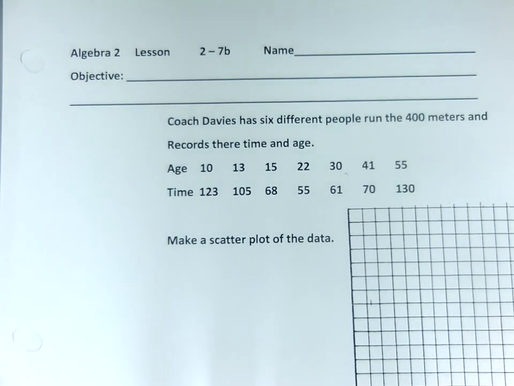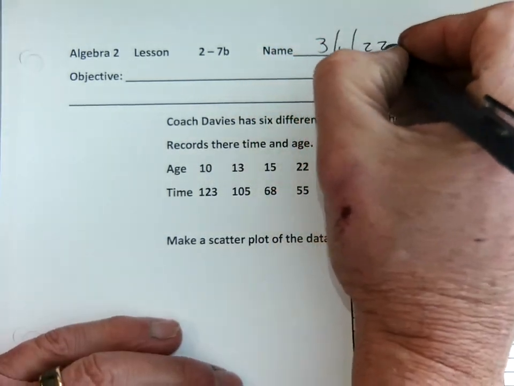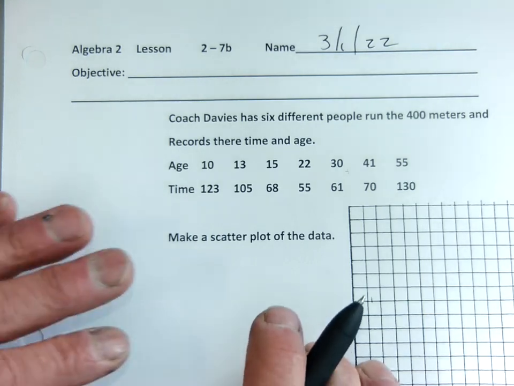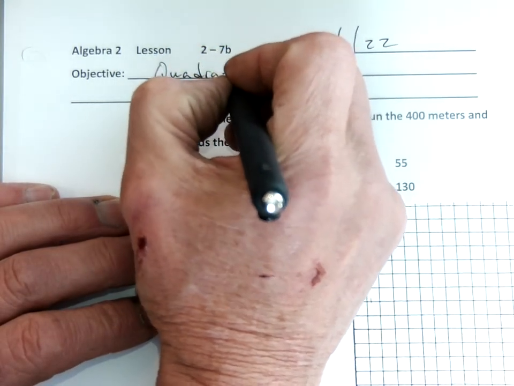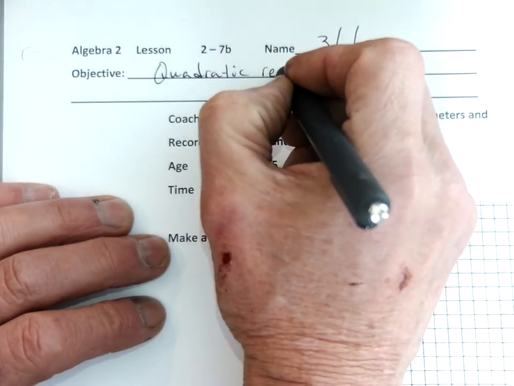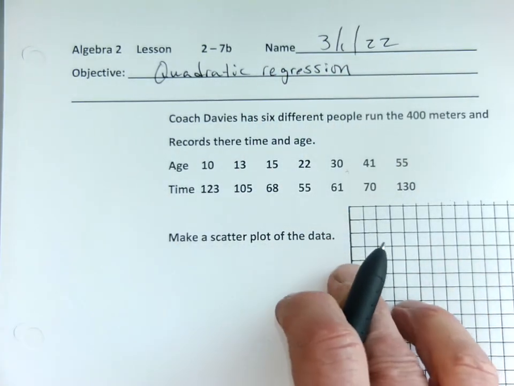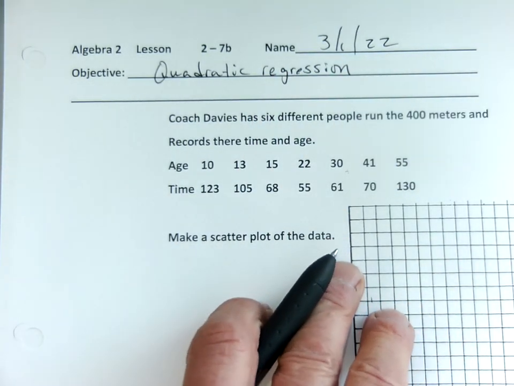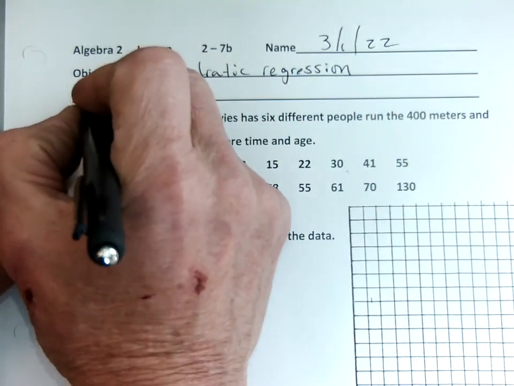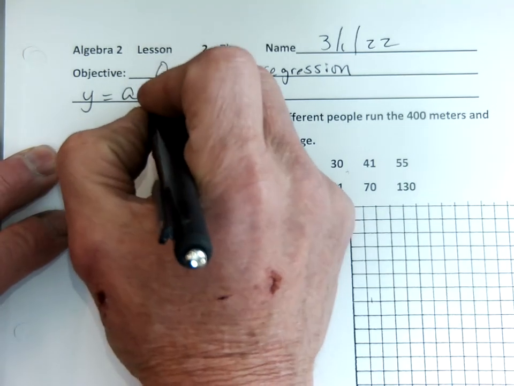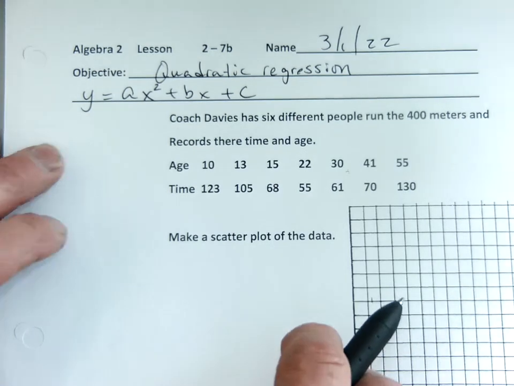So today's date is March 1st. Today what we're going to do is look at a quadratic regression. We're going to use our calculator to find the quadratic regression, y equals ax squared plus bx plus c. Okay?